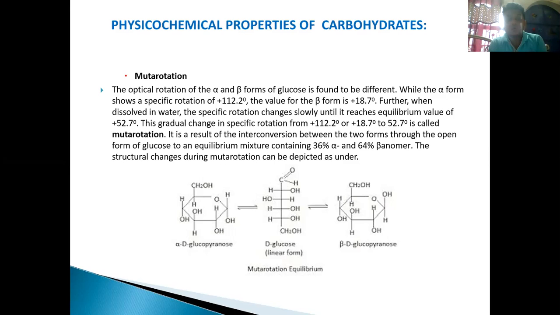Further, when dissolved in water, the specific rotation of these glucose molecules changes slowly until it reaches an equilibrium value of plus 52.7 degrees. This gradual change of specific rotation from plus 112.2 degrees or plus 18.7 degrees to 52.7 degrees is called mutarotation. It is a result of the interconversion between the two forms through the open form of glucose to an equilibrium mixture containing 36% alpha and 64% beta anomer.